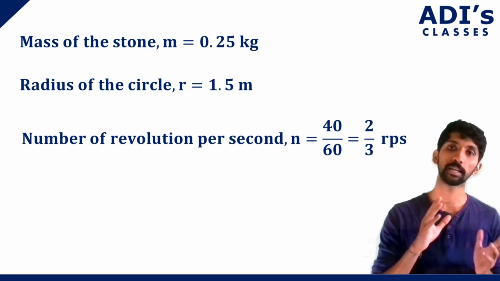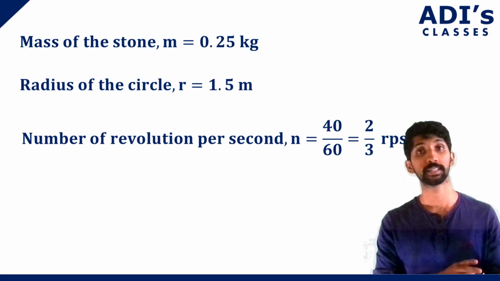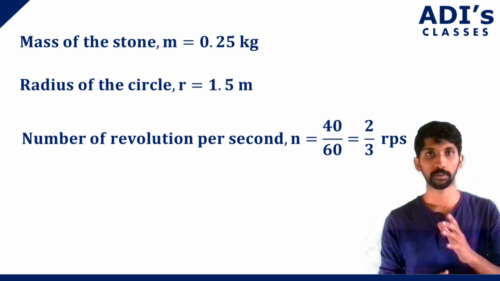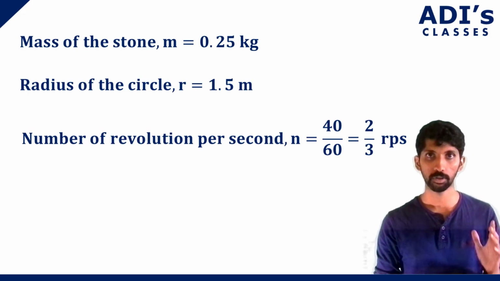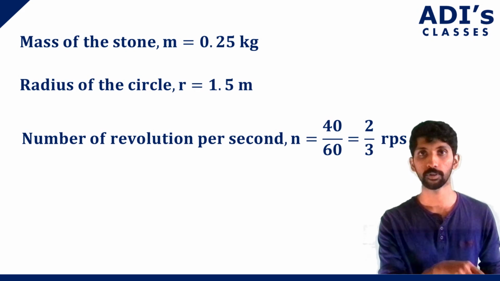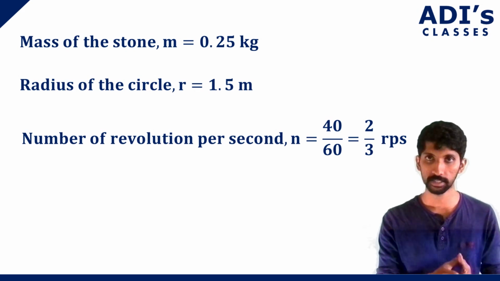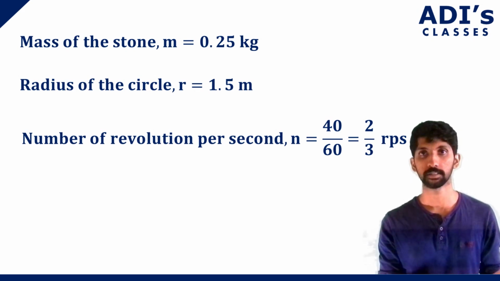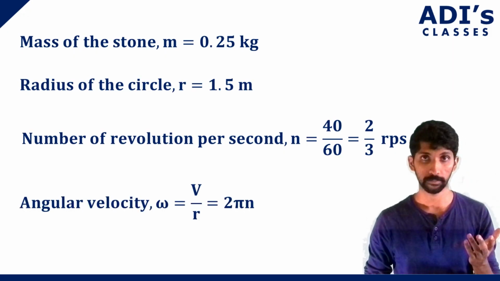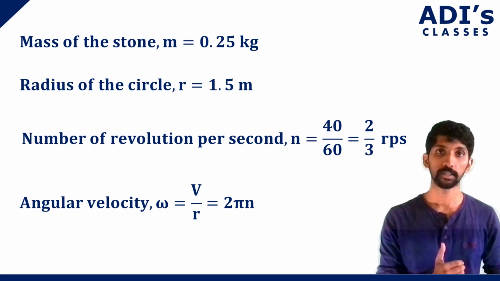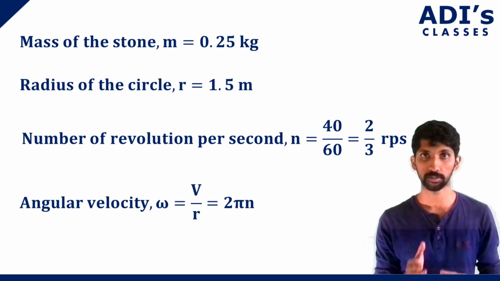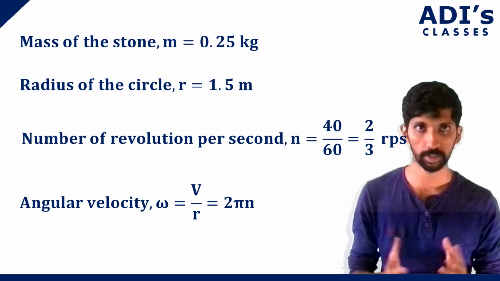So now we can calculate the revolutions per second. Suppose n is the number of revolutions per second. So n is equal to 40 divided by 60, because per minute is 40. So per second would be 40 by 60. That's 2 by 3 RPS, or rotations per second. Now angular velocity is given by V by R, which is nothing but 2 pi n. Call this equation number 1.